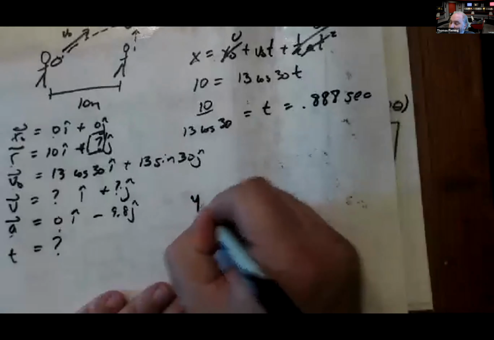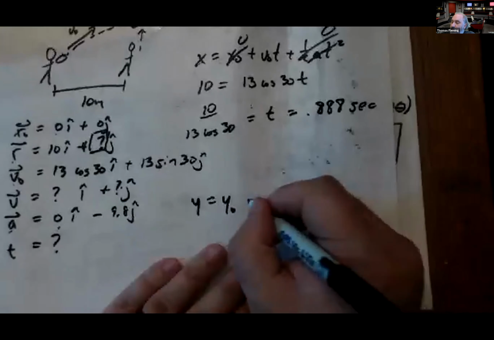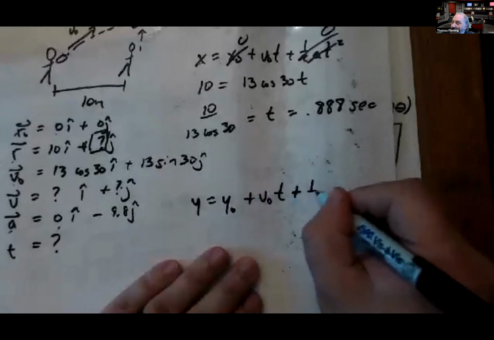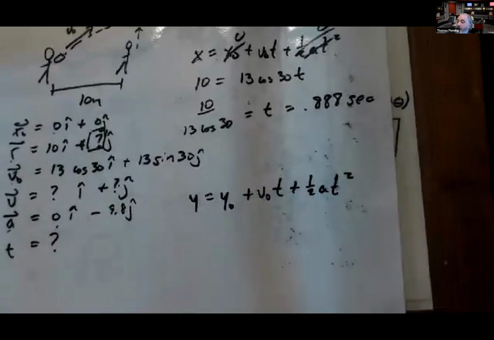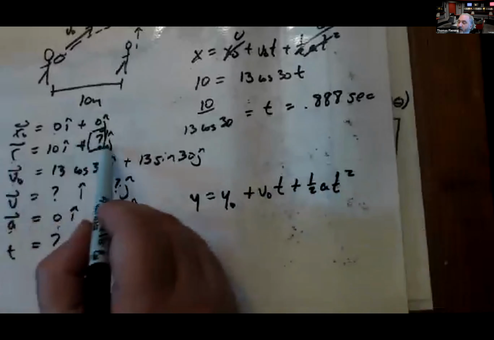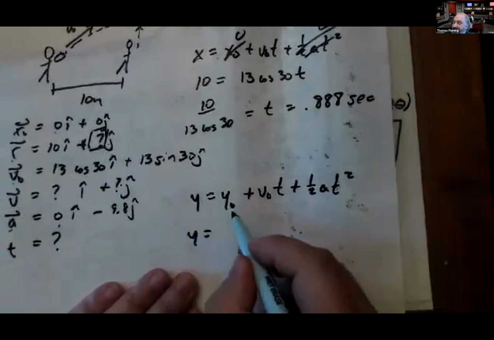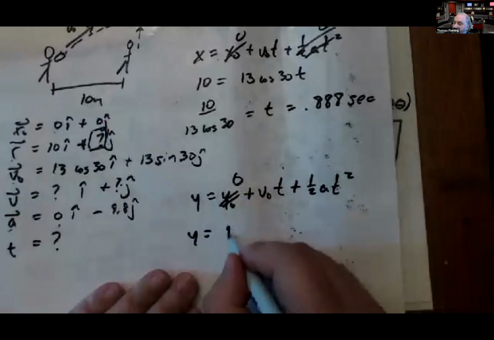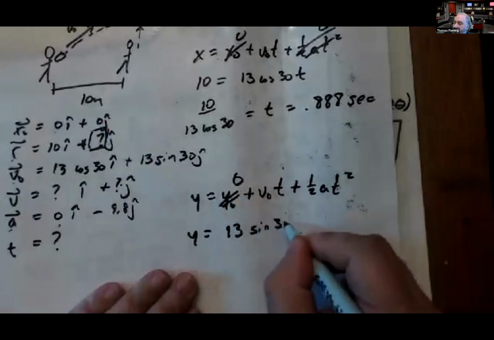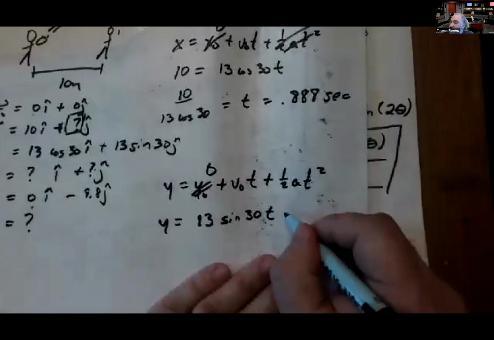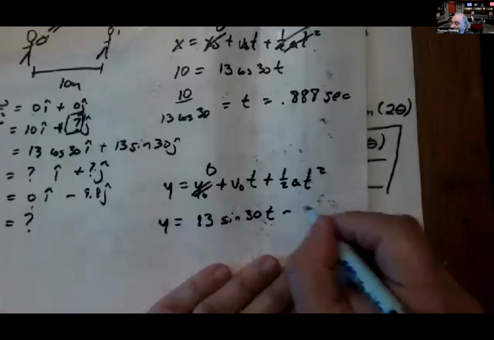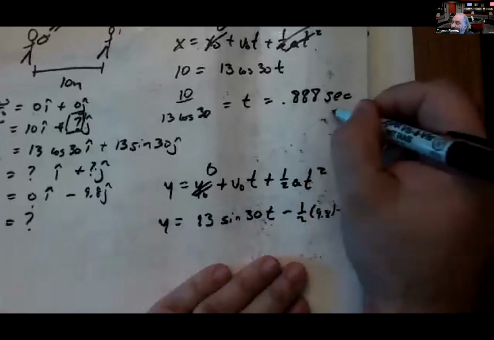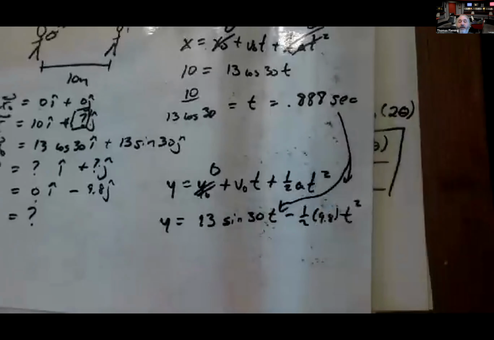So there, my y position final equals my y position initial plus the v initial portion of y plus 1/2 a t squared. So final position in the y direction, that's what I'm solving for. Initial position is 0. Initial velocity, y direction is 13 sine 30 times t plus 1/2 a, so that's minus 1/2 9.8 times t squared. And I can plug that value for t in both those places.